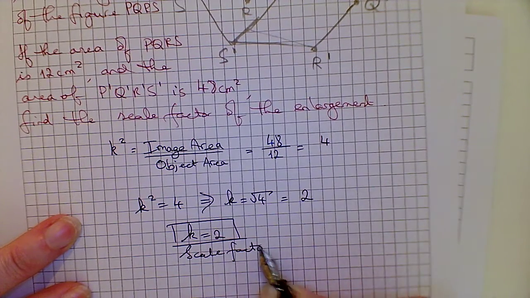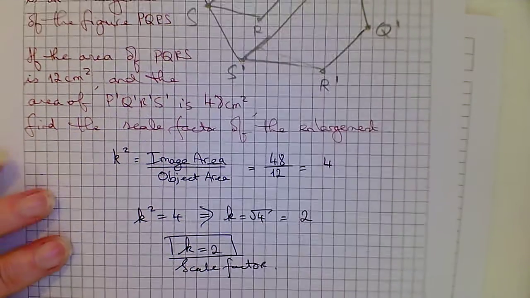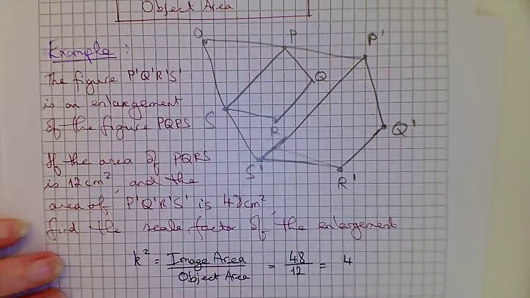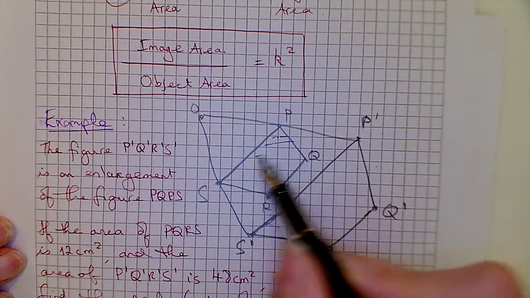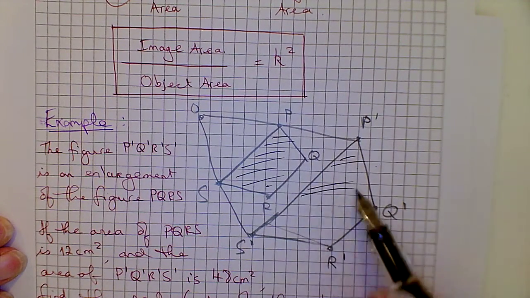It's fine to just write down k. You don't have to write down scale factor. Okay, so that's how we use the relationship between the area of an object and its image.